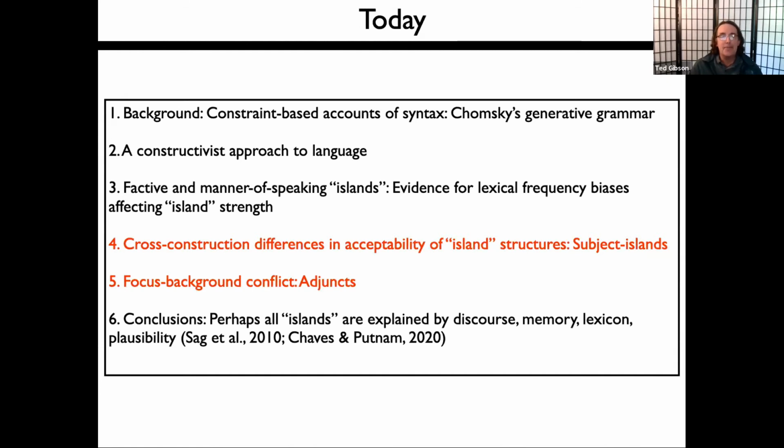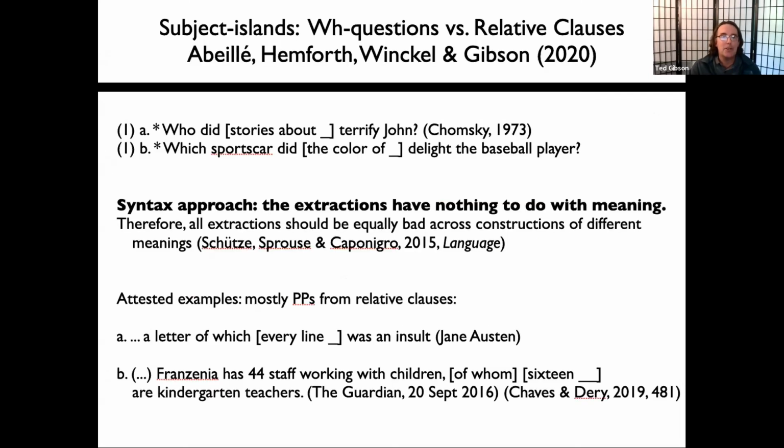So next, the last section of this talk. I spent a lot of time working with Abeille, Barbara Hemforth, and Elodie Winckel at the University of Paris, initially trying to understand subject islands, and more recently on many other kinds of constructions in English and French. And I'm going to start with subject islands.